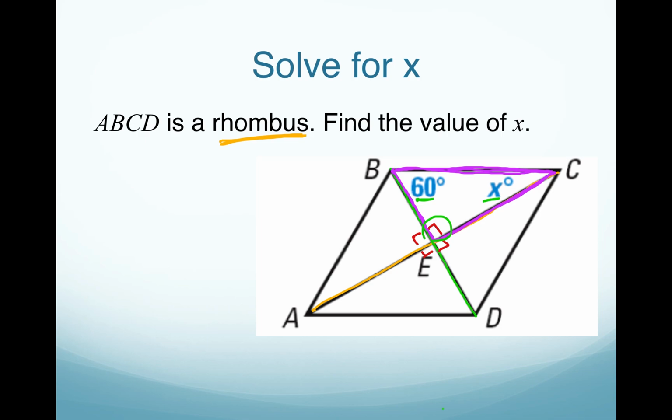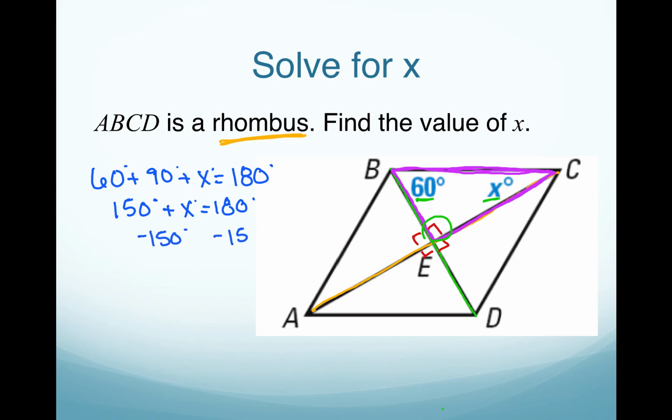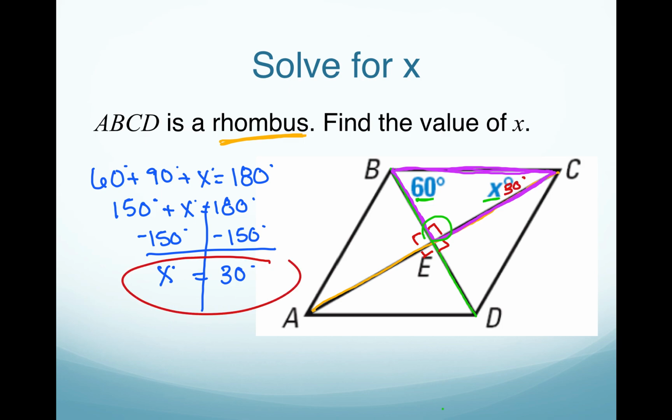It has to equal 180 degrees. So that means that 60 degrees plus 90 degrees plus x degrees has to equal 180 degrees. Now, all we have to do is solve for x. 60 plus 90 is 150 degrees, plus x degrees equals 180. I solve for x by subtracting 150 degrees on both sides, and I'm left with x degrees equals 30 degrees. And that right there is my final answer. This right here is 30 degrees.